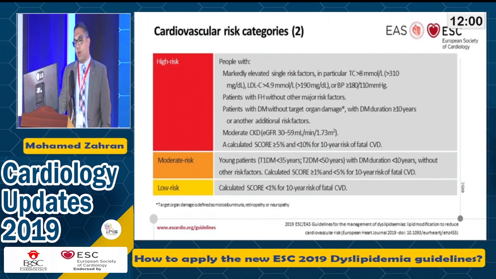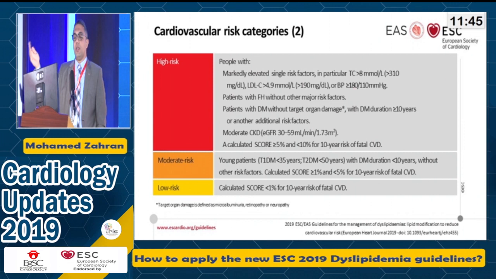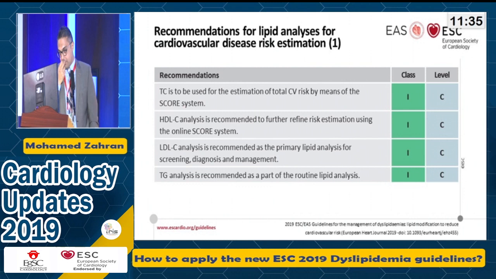The moderate risk profiles are the younger ones: type 1 diabetes at age less than 35, type 2 less than 50, or diabetes duration less than 10 years without other risk factors, or on the SCORE system, they are calculated to be between 1 and 5%. And the low-risk patients are those below 1% risk for a 10-year cardiovascular fatal event. So this is the first question answered: where do I put my patient upon the chart?